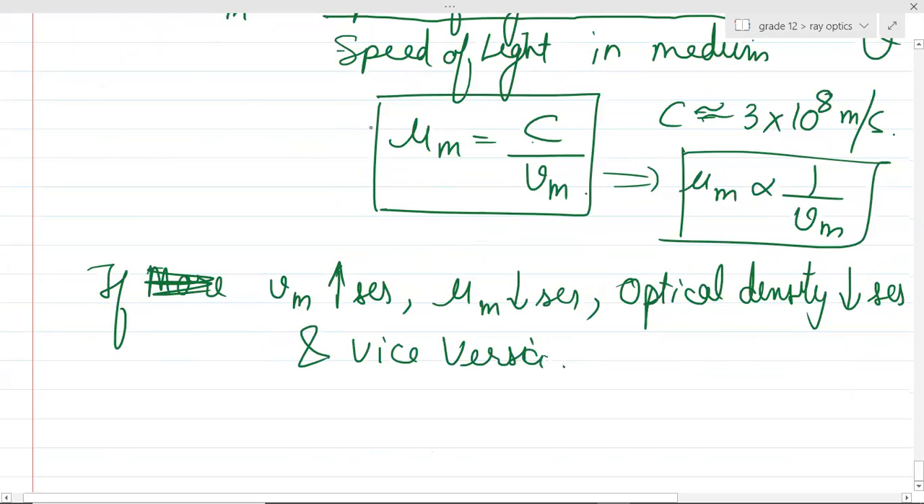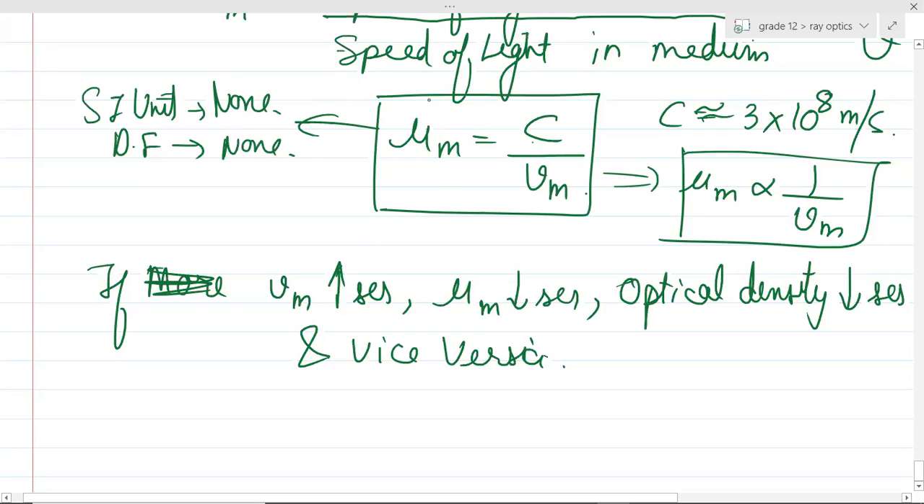Is it clear, guys? Please remember the SI unit won't be there. Dimensional formula won't be there because it's a ratio. Whenever it's a ratio, then it has no dimension, no unit.